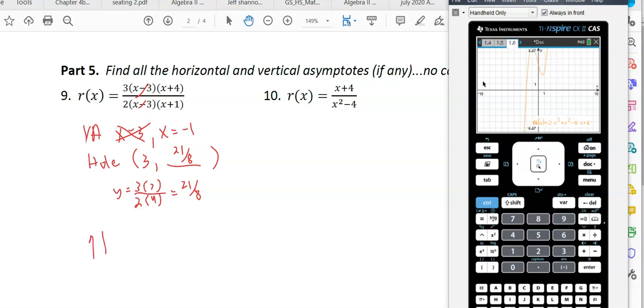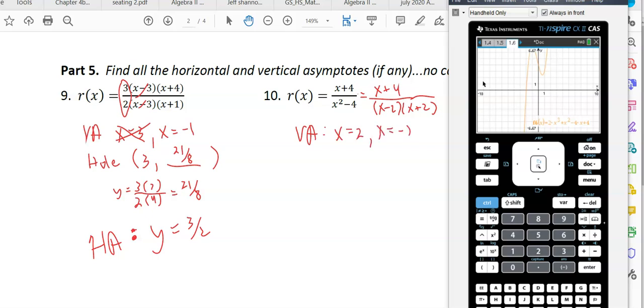And then your HA, it's the same degree, so it's going to be y equals 3/2 because you're dividing the coefficients there. Okay, this one, you want to factor it first. So I would do that, x plus 4 over x minus 2 times x plus 2. So we have VAs at 2 spots, at x equals 2 and x equals -2. We have HA, let's see, horizontal asymptote, it is bottom heavy, so it is y equals 0.